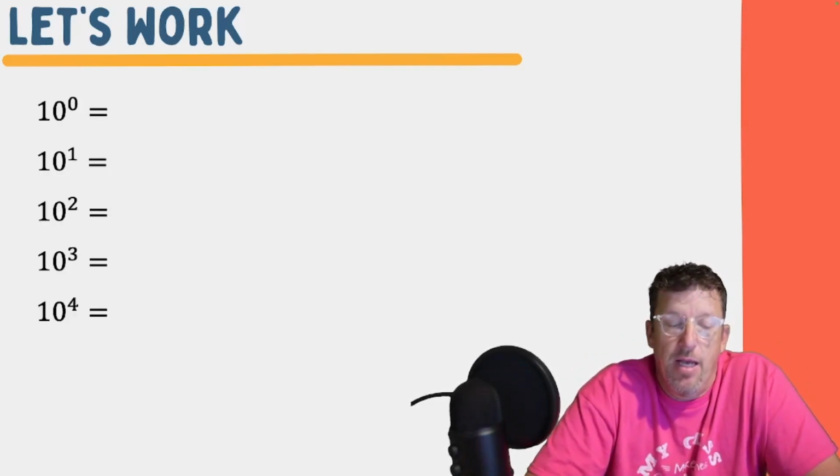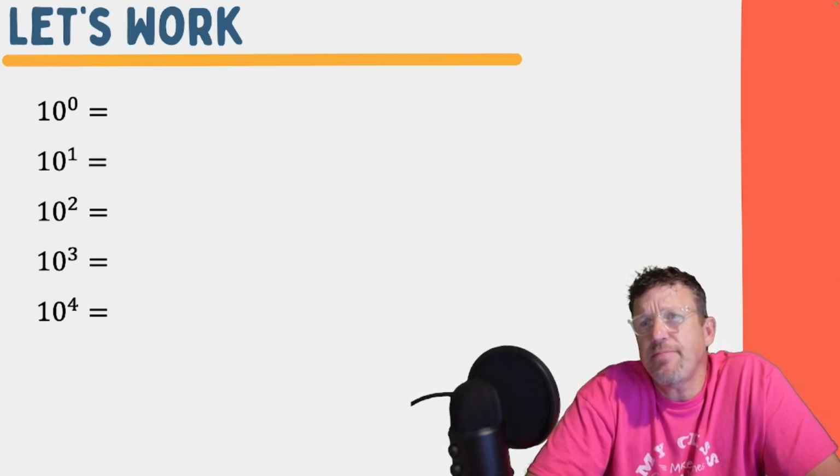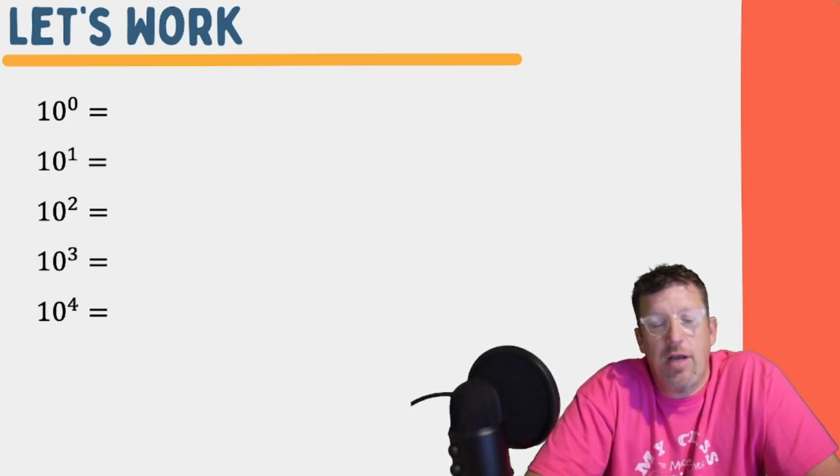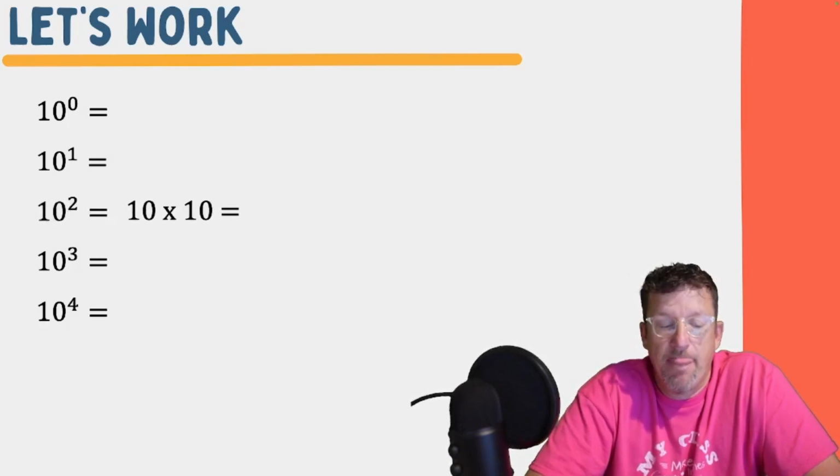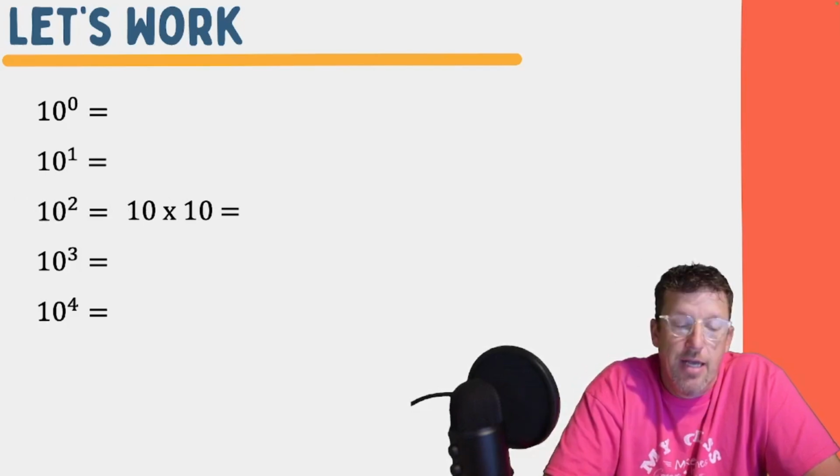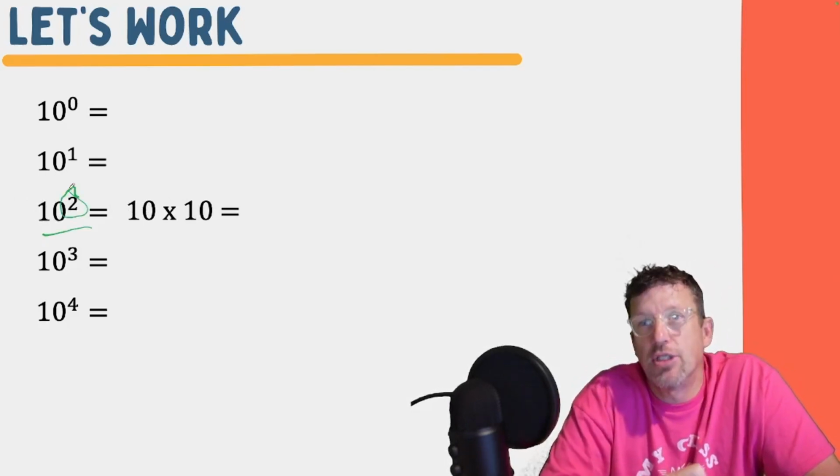Okay? So let's look at this. We're going to try to figure out what goes in each one of these values by forming some patterns and see if we notice anything else. I'm going to start in the middle of this pattern. We have a 10 and we have a 2 as an exponent. 10 is the base, 2 is the exponent.